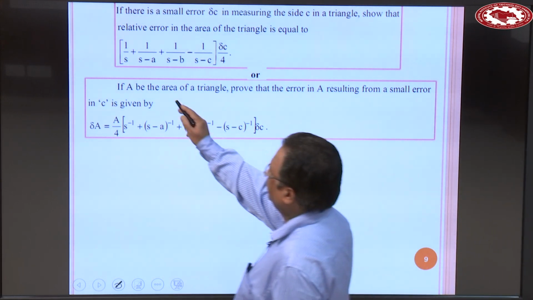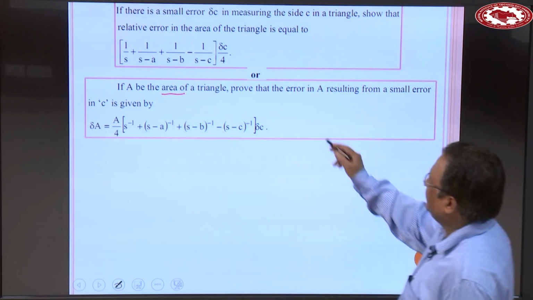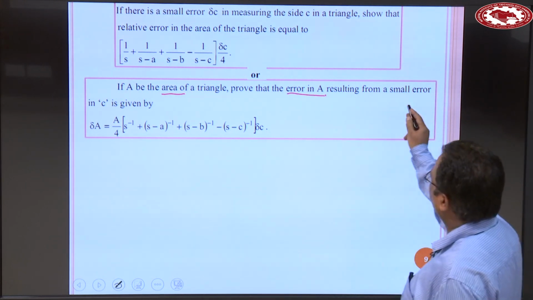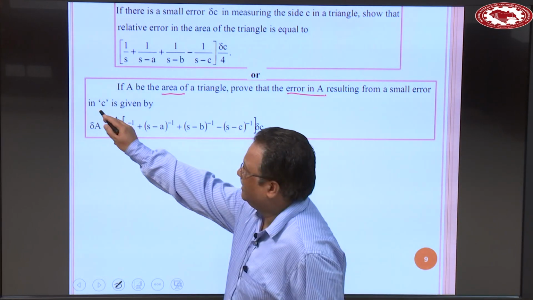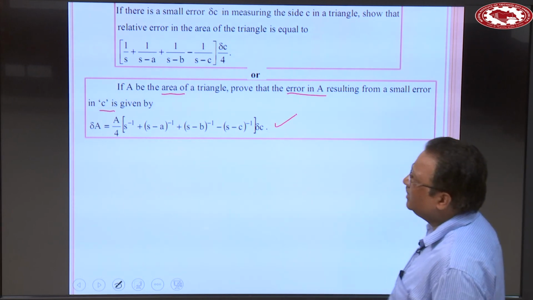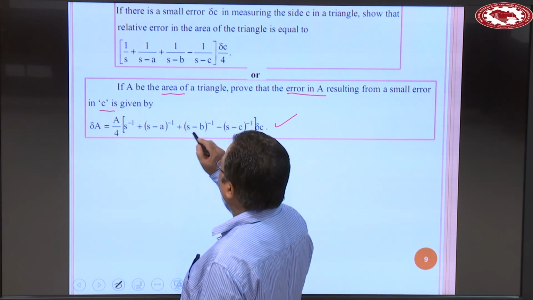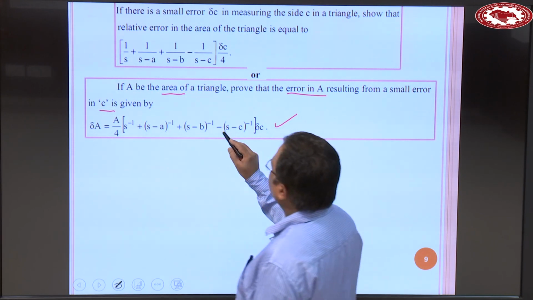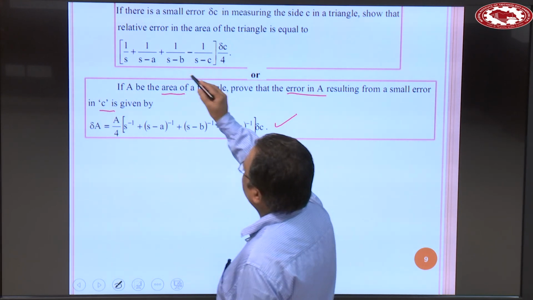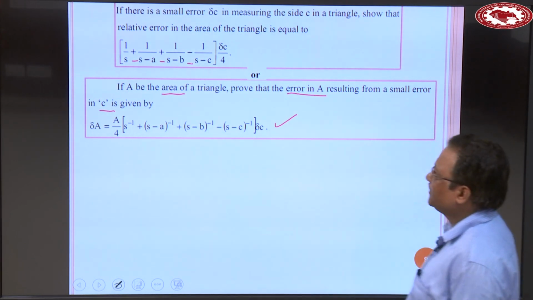If A is the area of the triangle, prove that the error in A resulting from a small error in C, delta A, is equal to A over 4 into S inverse plus S minus A inverse plus S minus B inverse minus S minus C inverse, here plus sign but here minus sign, okay, and delta C.